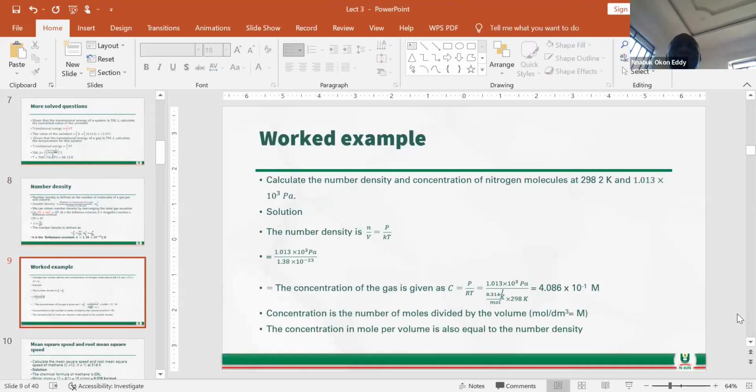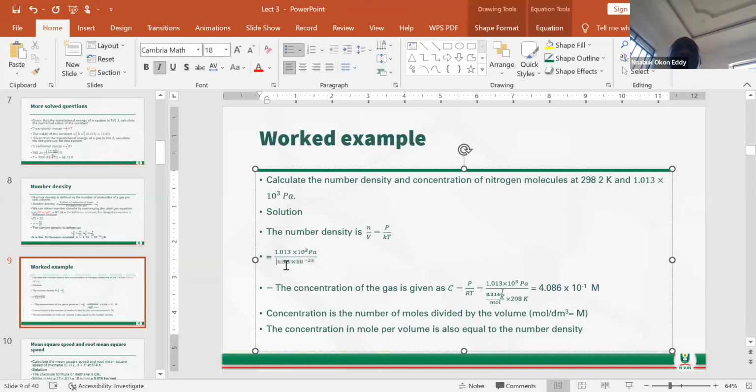So we now look at a worked example. Calculate the number density and concentration of nitrogen molecules at 298.2 Kelvin and 1.013 times 10 raised to the power of 3 Pascal. That's the pressure. You know from that formula that the number density is pressure all over Boltzmann constant times temperature. The pressure is given as 1.013 times 10 raised to the power of 3 Pascal. Then the Boltzmann constant is 1.38 times 10 raised to the power of minus 23. When you multiply that Boltzmann constant with the temperature, 298.2, you'll be able to calculate the number density.